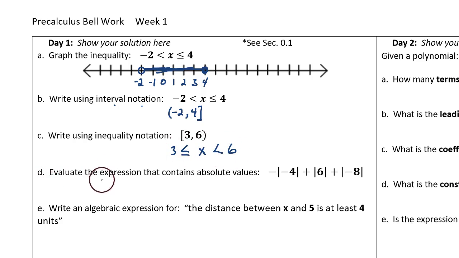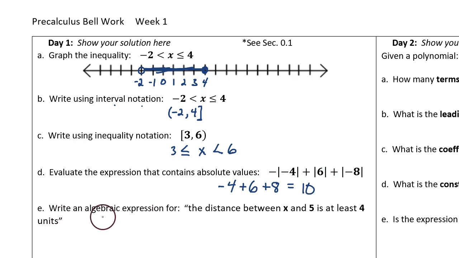Question D, evaluate this expression which contains absolute values. So we have the negative of, and then the absolute value of -4 is 4, plus, now the absolute value of 6 is 6, plus, and the absolute value of -8 is 8. So -4 plus 6 makes 2, and 2 plus 8 makes 10.